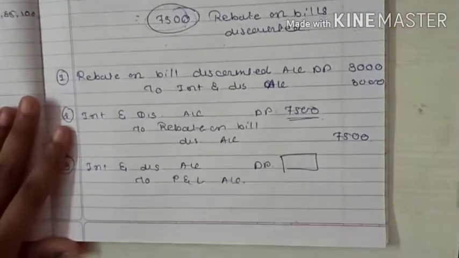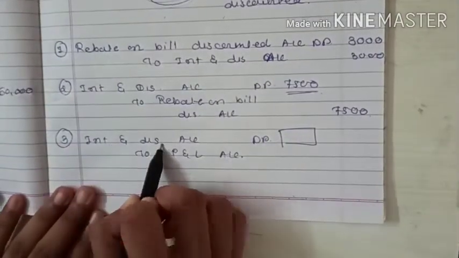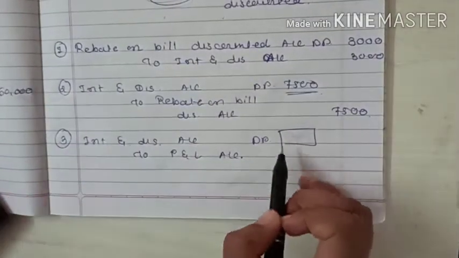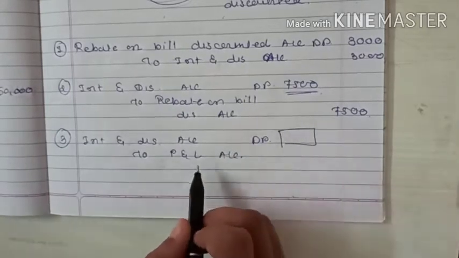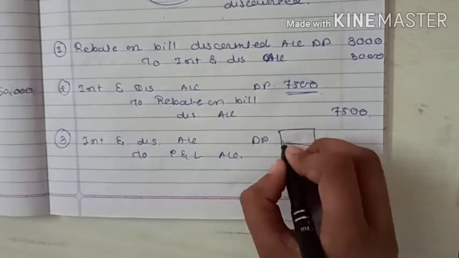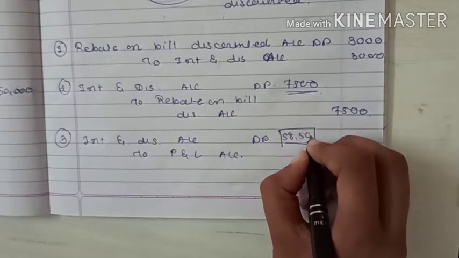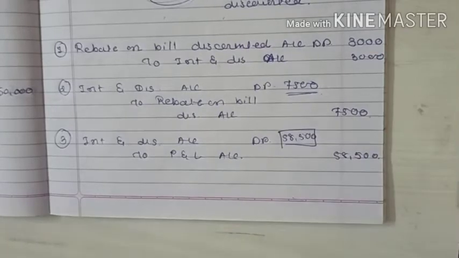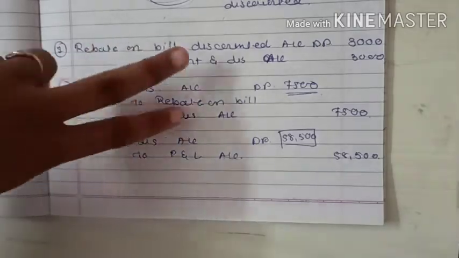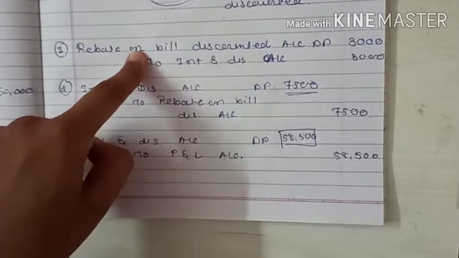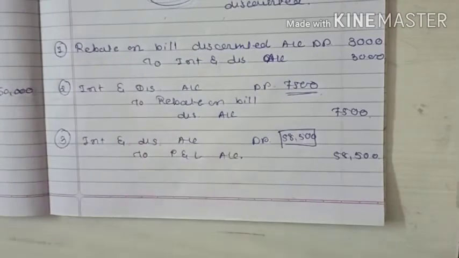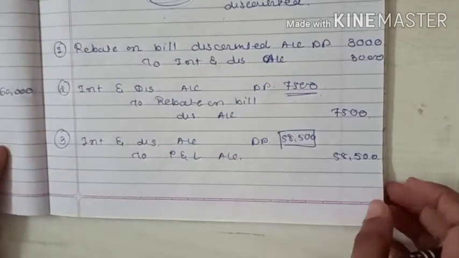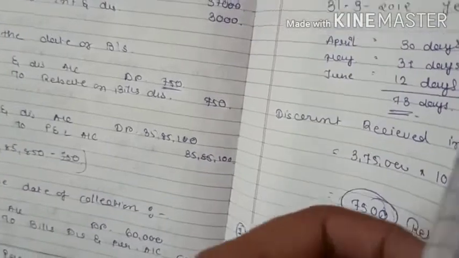Right? So the last entry is interest and discount account debit. The final interest we have earned in the year, we transfer to the P&L account, amount of rupees 58,500. Basically only two entries will be there, one for the opening balance, one for the closing balance, and then the final settlement. Right? Now on the basis of that, let's start preparing the interest and discount account.